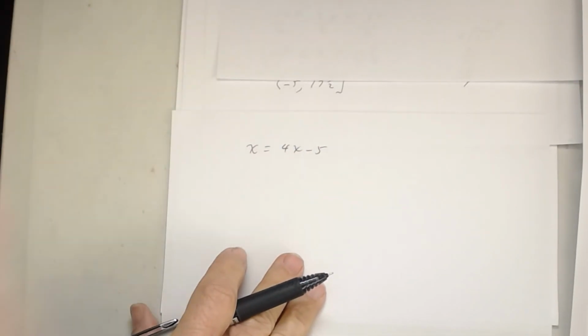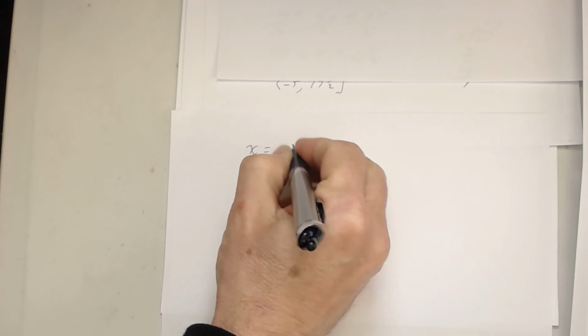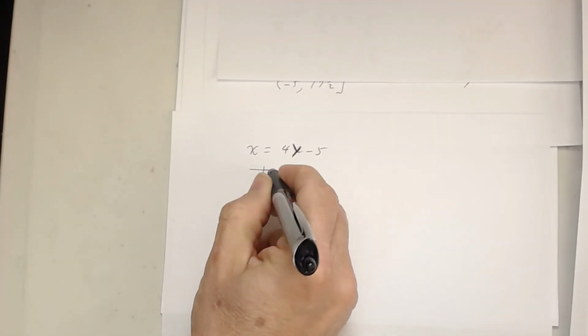Suppose you had x equals 4y minus 5. Do a t-table again. Now remember, what variable is by itself? X. So in the previous two, we chose numbers for x and then solved for y, right? Here we're going to choose numbers for y and solve for x, because x is by itself.